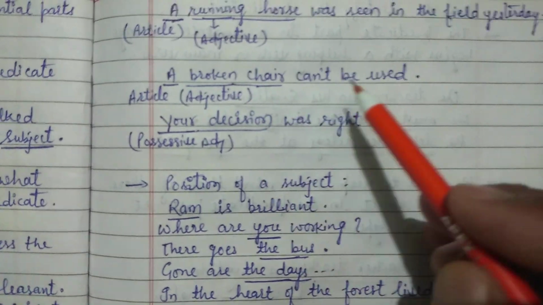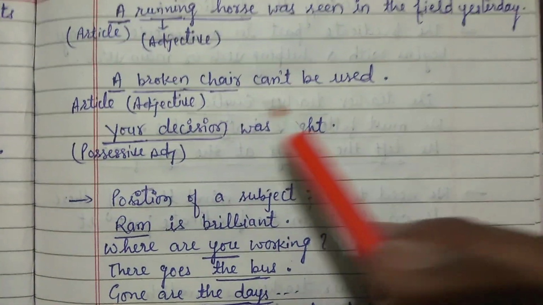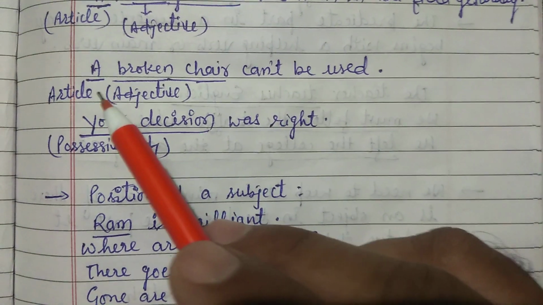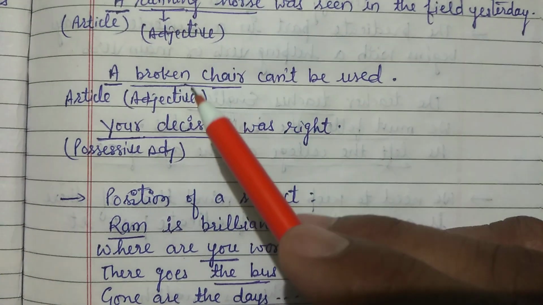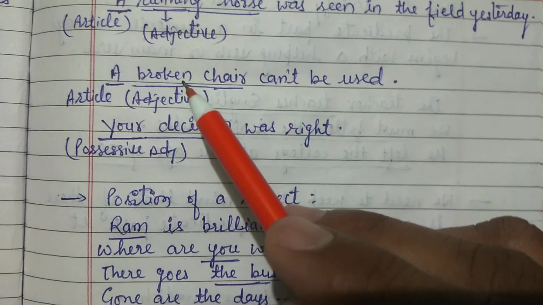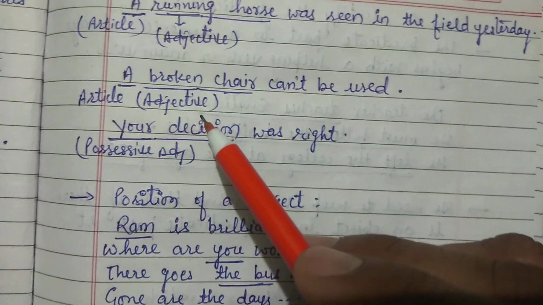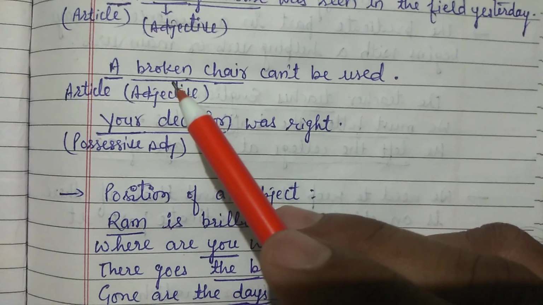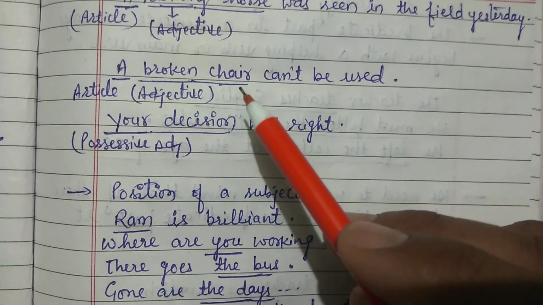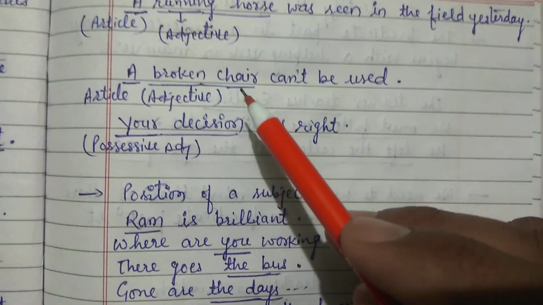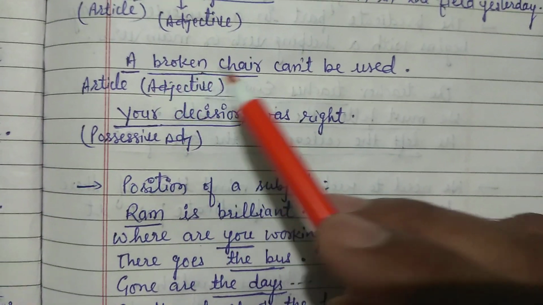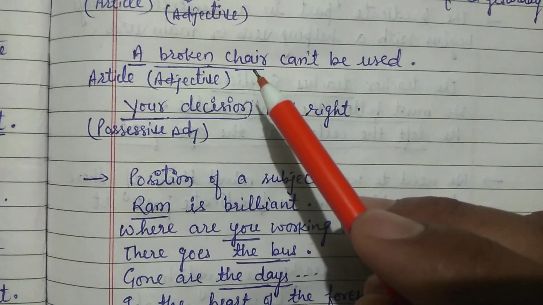A broken chair cannot be used. Here again a is an article, and broken is a past participle. It is the third form, but here it is used as an adjective. A broken chair, because it is telling us something about the chair. It is adding to the meaning of the chair. So it is an adjective and it cannot be separated from the word chair.